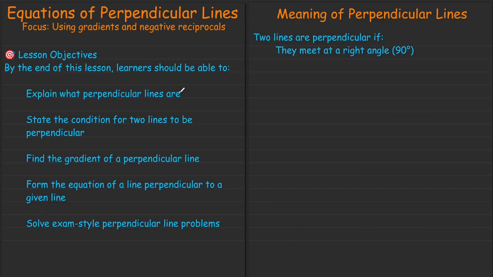So since we want to talk about perpendicular lines, let's start by first of all looking at what perpendicular lines are. Two lines are said to be perpendicular if they meet at an angle of 90 degrees. What do we mean by they meet at an angle of 90 degrees?